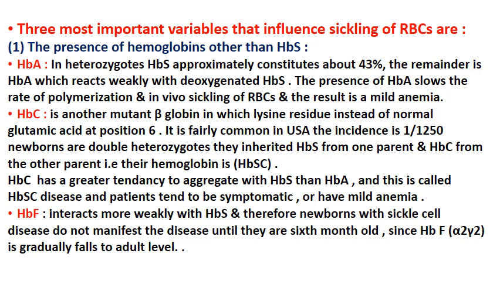But it aggregates more with hemoglobin C than hemoglobin A. Regarding hemoglobin F, it interacts more weakly with S. Therefore, a newborn with sickle cell anemia does not manifest the disease while he has hemoglobin F, until 6 months of age, because hemoglobin F gradually falls to adult level and does not react with hemoglobin S.